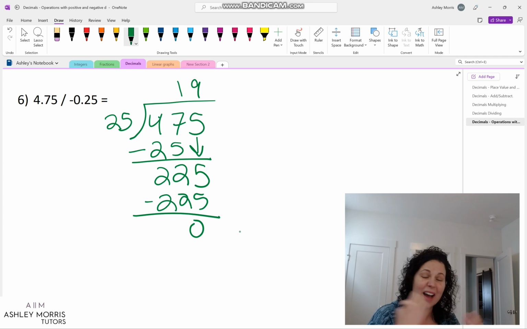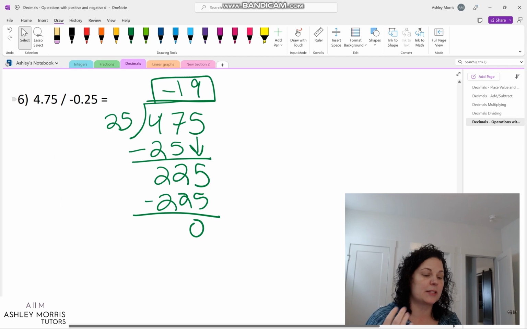So with this one, we don't have a decimal left over. Cool. What's our sign? A positive divided by a negative is a negative. So negative 19. And we're done. That's it. Yep, that's the last one.